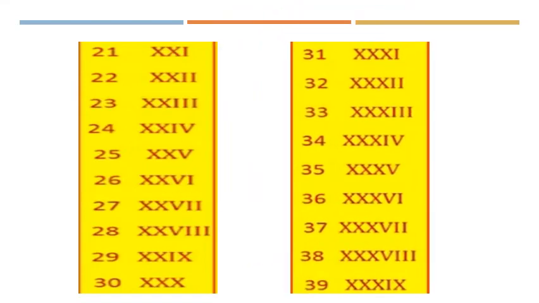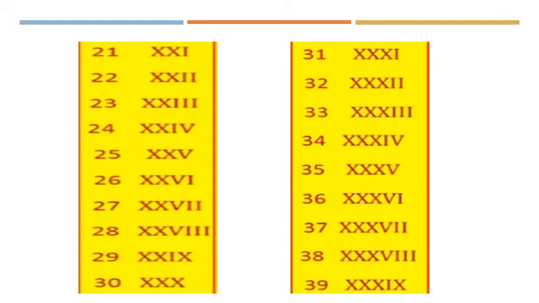30. We know that we can repeat any digit up to 3 times. So for writing 30, we will repeat X 3 times. That is X, X, X becomes 30. Now 31 to 39. XXX becomes 30. And if you add 1 to it, it will become 31.